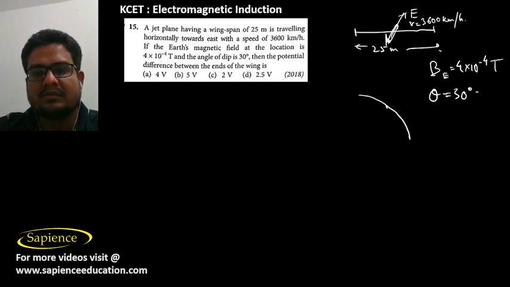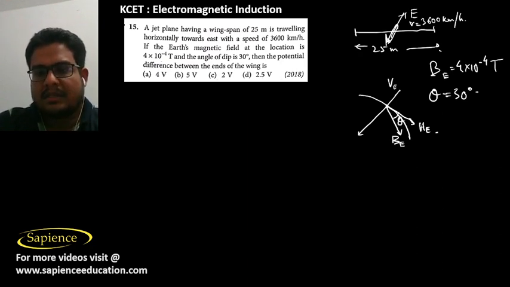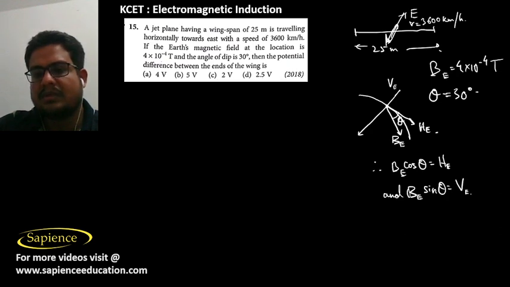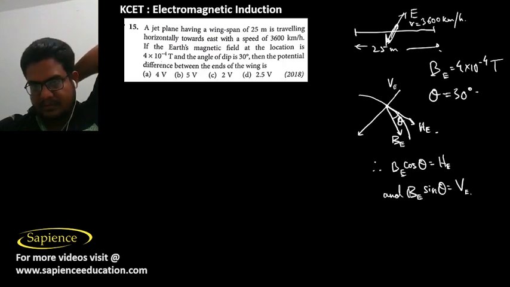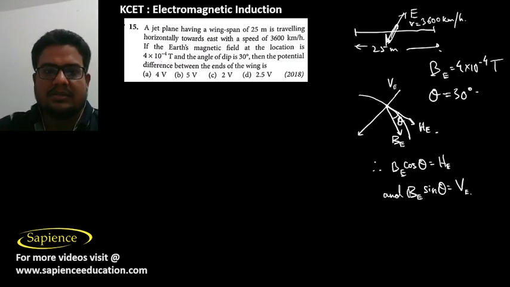So at any place on the Earth, if this is the net Earth's field, then this is the horizontal component of the Earth's magnetic field, and this is the vertical component. And this angle theta is called the dip angle or inclination. Now, you know that BE cos theta is equal to H, and BE sine theta is equal to the vertical component. Therefore, tan theta is equal to the vertical component by H.